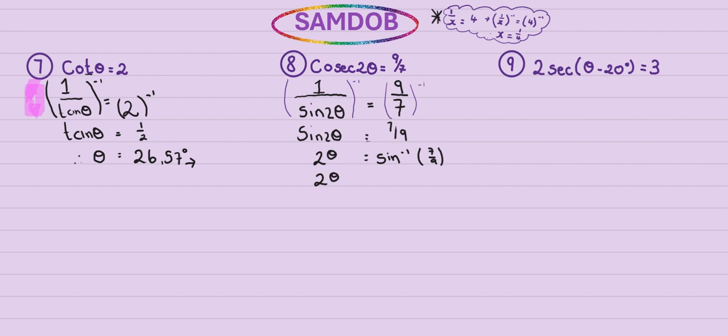So 2 theta is 51,057,5 and some other decimals. And so now finally we divide both sides by 2, so that theta is equal to 25,53 degrees rounded to 2 decimal places. Okay, so this is the answer for theta in this case. Easy.